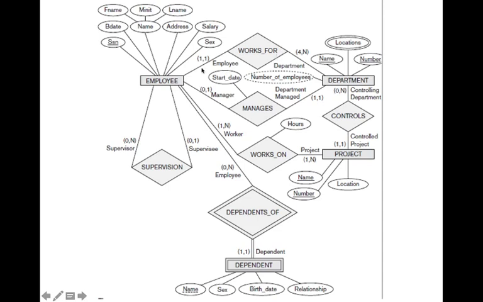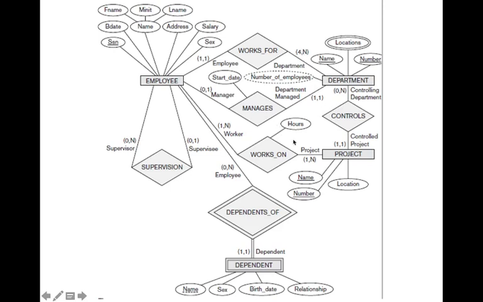So here the works for relationship. If you take employee in works for, it is 1,1. That is, an employee minimum should work for one department and maximum also should work for one department. And here it is 4,n. We have specified 4,n here. It means a department should have at least 4 employees and a maximum of n employees. So a minimum of 4 employees should be there in a department, then only we can form a department, and a maximum of n employees.